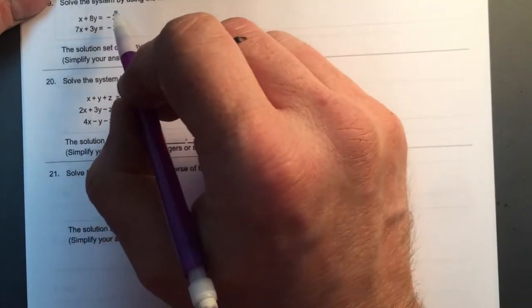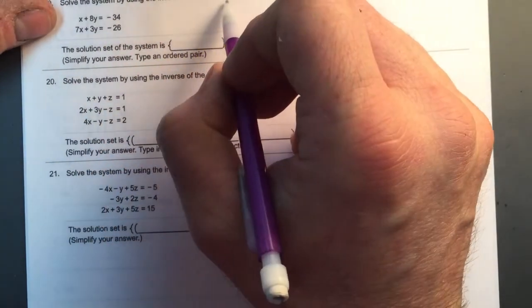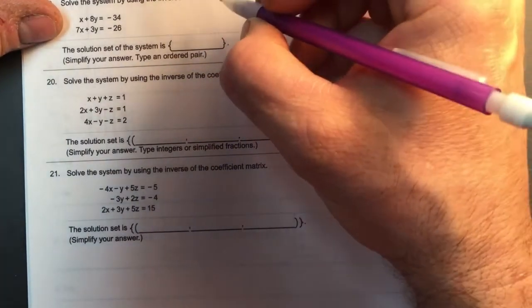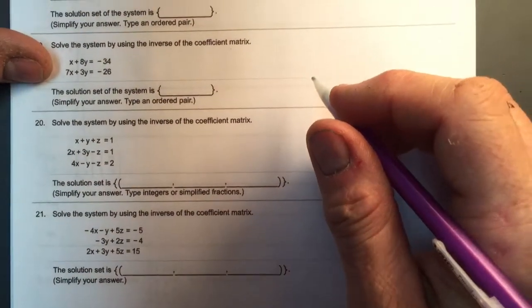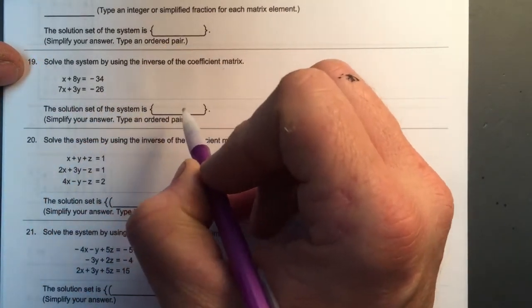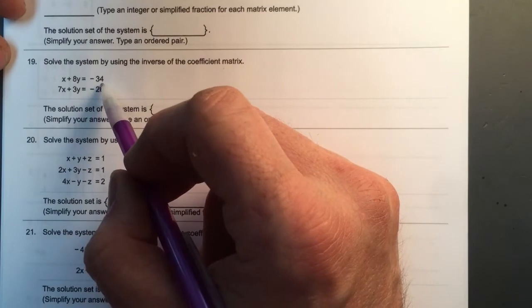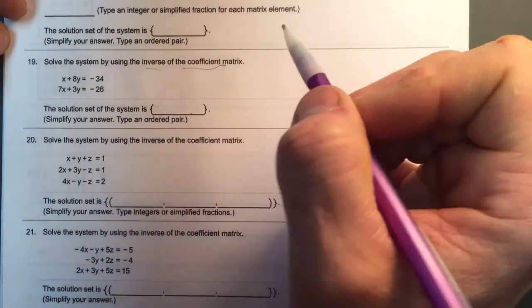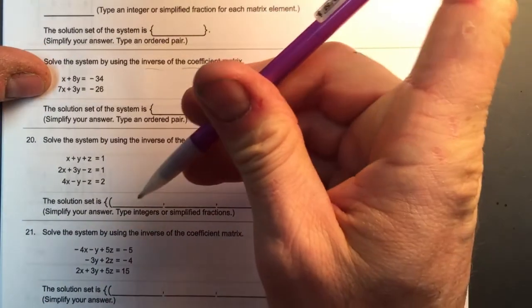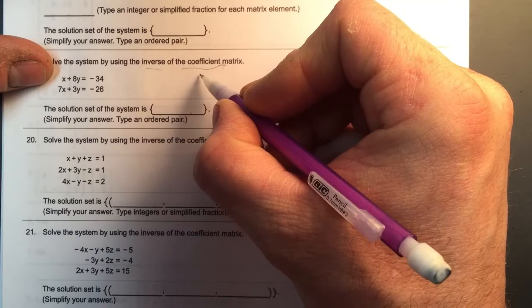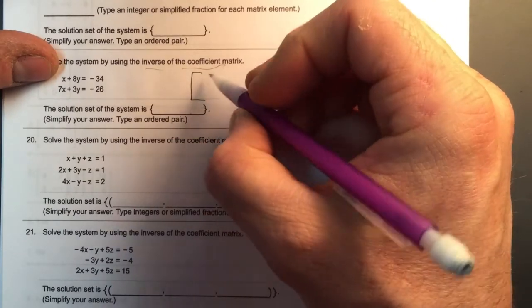It says solve the system by using the inverse and coefficient matrix. Now I'll tell you this: you can solve this system and put your answers in, and the computer's not going to know if you do this by doing the inverse and coefficient or if you do it some other method. You can do it any which way you want. But anyway, I'm going to write this matrix out.